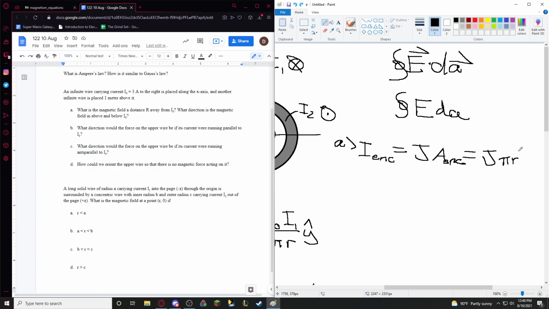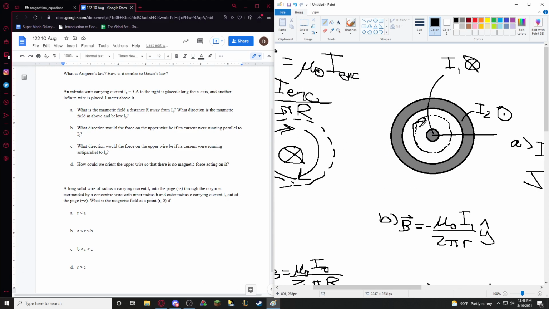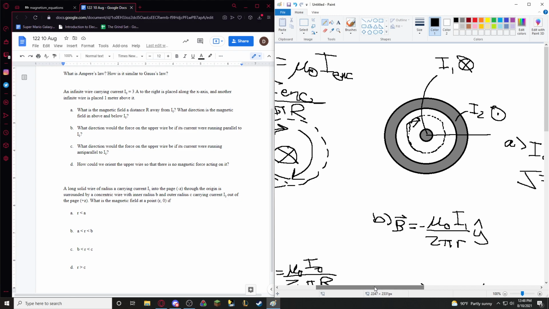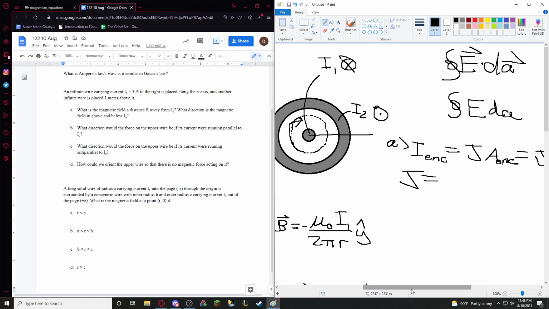So how do we find J? That's the one thing I'm still trying to figure out. Well, J is the current per unit area. How is our current changing at different points when we're inside? No, it's just completely constant. So how can we find the current per unit area? Well, it's not changing. It's always the same.